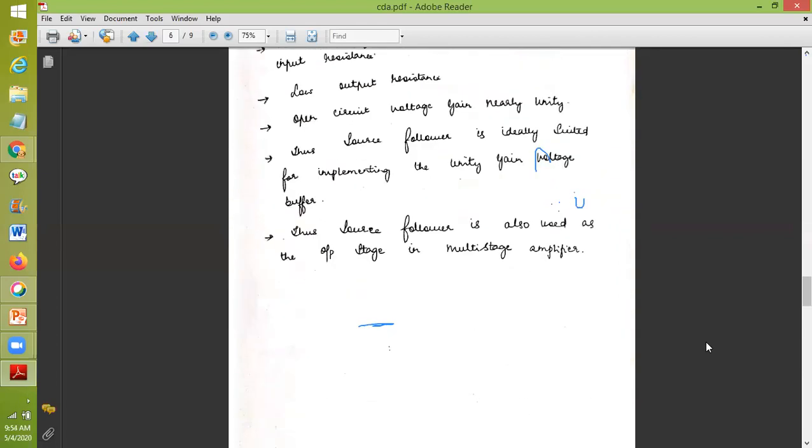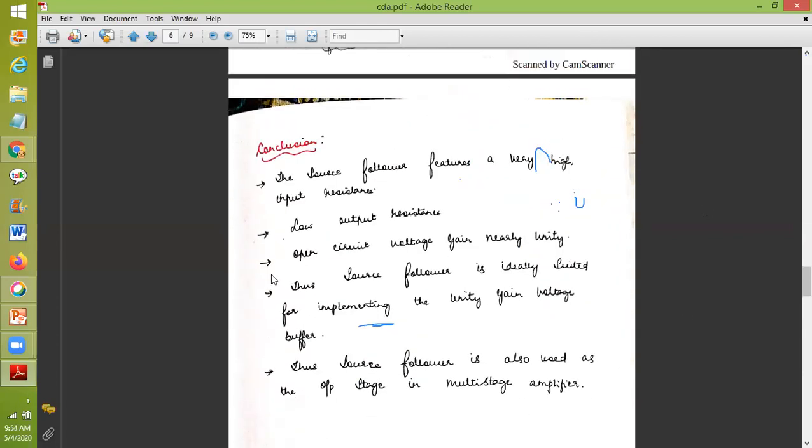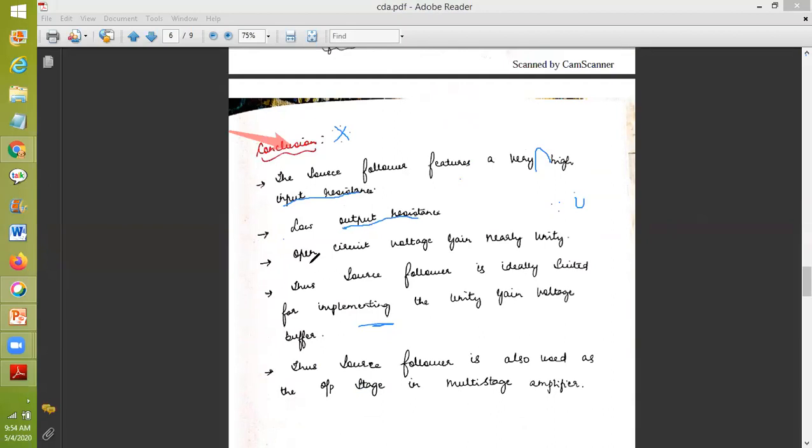So what are the conclusions we are making? The conclusion is very, very important. The source follower features a very high input resistance. It has a low output resistance. The open circuit voltage gain is unity, and the source follower is ideally suited for implementing a unity gain voltage buffer. It has high input impedance, low output resistance, open circuit voltage gain equal to unity, and is ideally suited for use as a buffer.